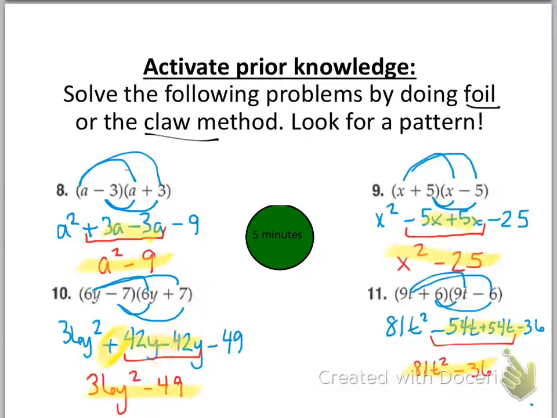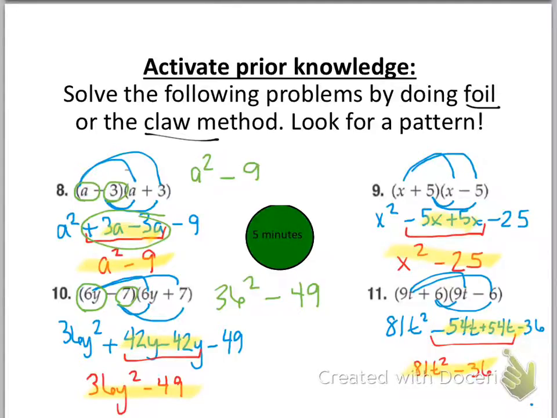So the trick to these, to solving them quickly, the pattern, is that you are simply going to take the first number and square it, and subtract the second number squared. We don't have to do the first number times the second number times 2 like we had to do in the other problems, because we have one positive and one negative. And so that middle term there is disappearing. So again, you're going to take the first number and square it minus the second number squared every time.